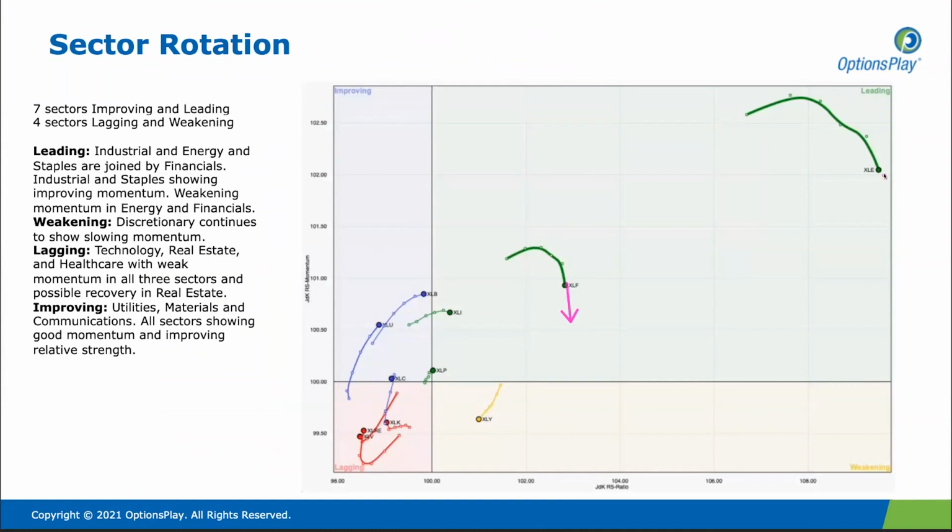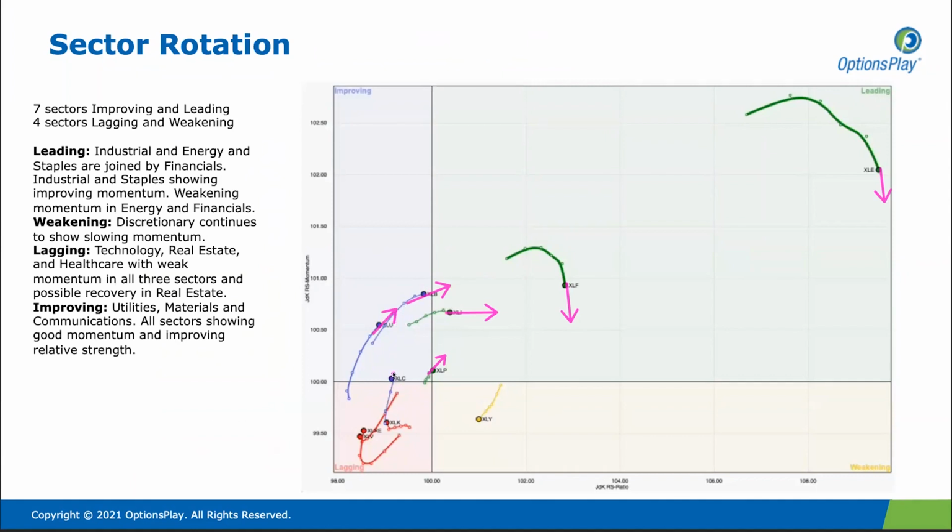So we clearly see financials and energy have started to come down. These were the two big leading sectors, but we have seen industrials and staples start to show a little bit of leadership, while materials and utilities are continuing to strengthen here and gaining some momentum.